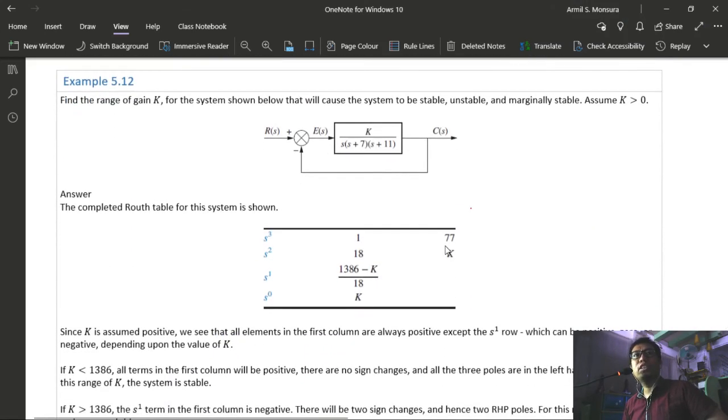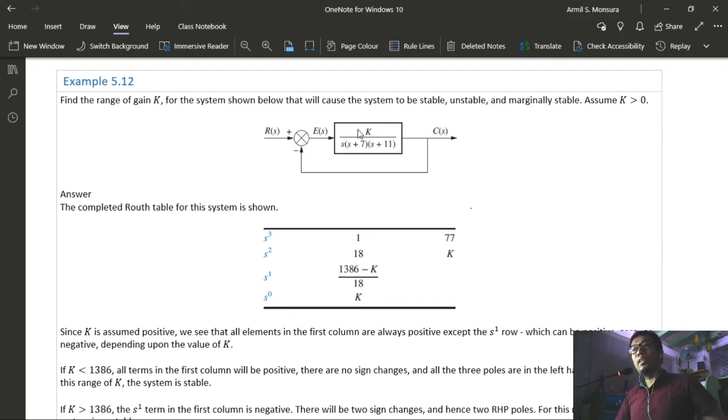What I would like to discuss now is itong example 5.12, okay, which is now a design problem, okay, involving stability. Okay. So in example 5.12, we are to find the range of gain k for the system shown here that will cause the system to be stable, unstable, and marginally stable. Assume a positive k. Okay.